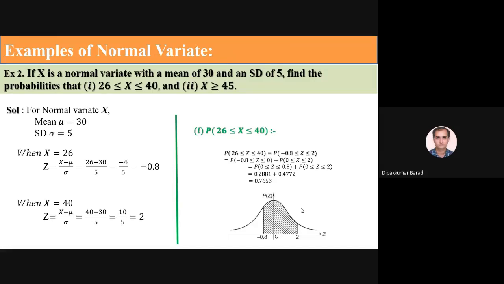Fine. So now next we have to find P of x greater than or equal to 45. P of x greater than or equal to 45. First try yourself and find out the probability of x greater than or equal to 45. I give you 2 minutes. Try yourself.